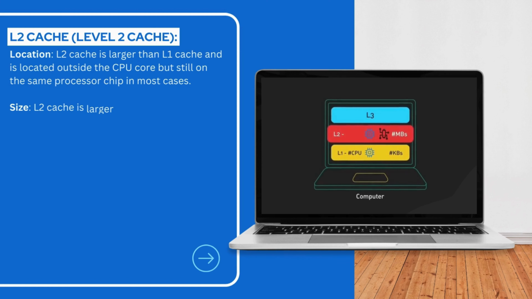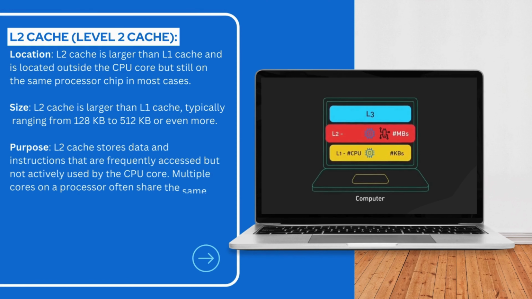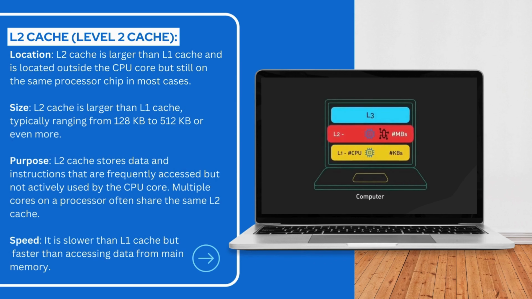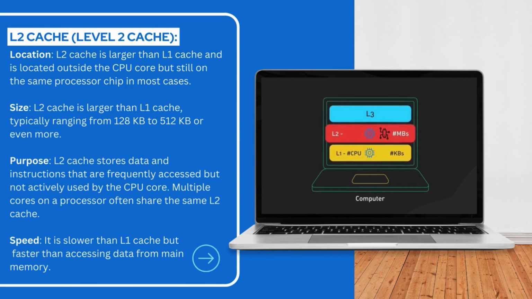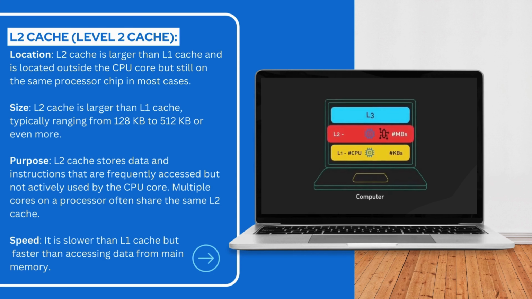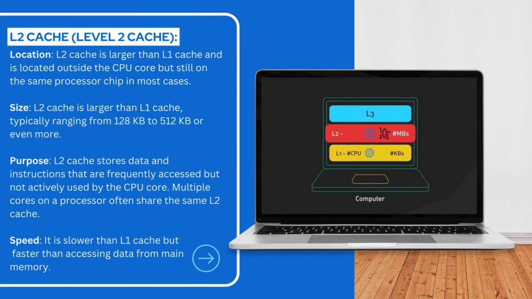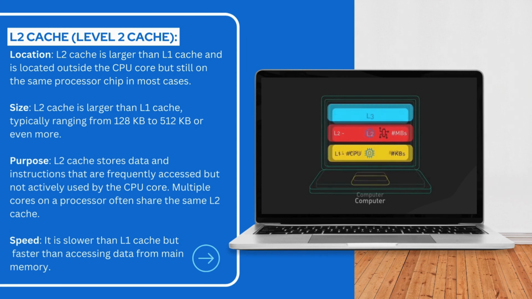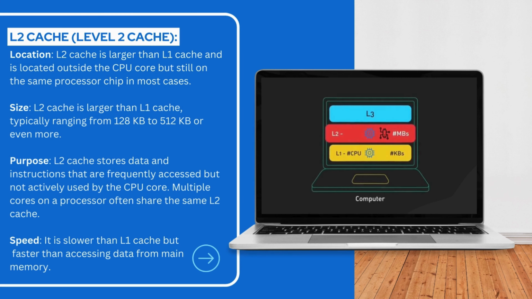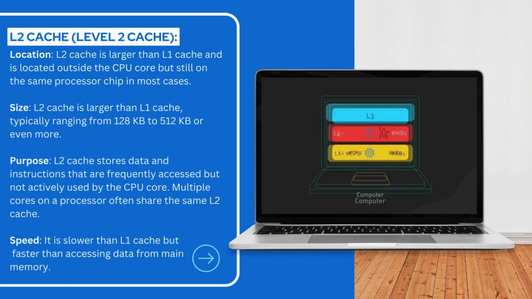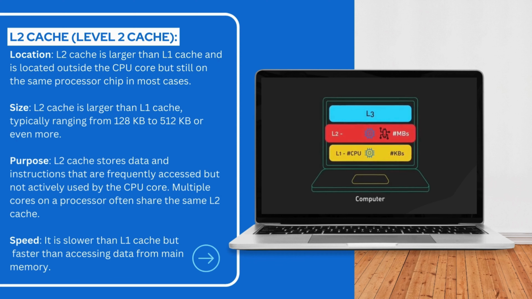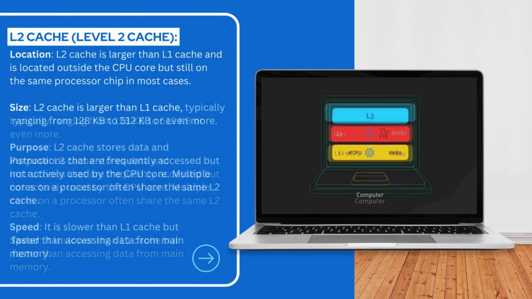L2 cache. L2 cache is larger than L1 cache and is located outside the CPU core, but still on the same processor chip in most cases, typically ranging from 128 kilobytes to 512 kilobytes or even more. The purpose: L2 cache stores data and instructions that are frequently accessed but not actively used by the CPU core. Multiple cores on a processor often share the same L2 cache. It is slower than L1 cache, but faster than accessing data from main memory.